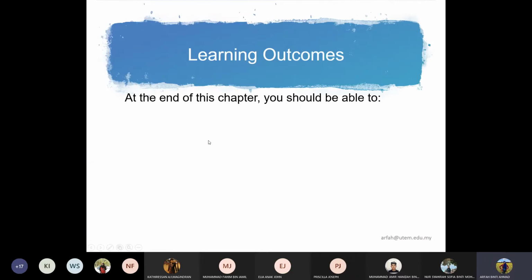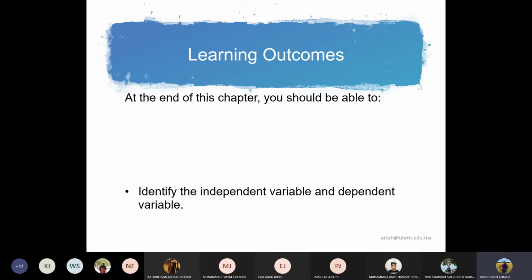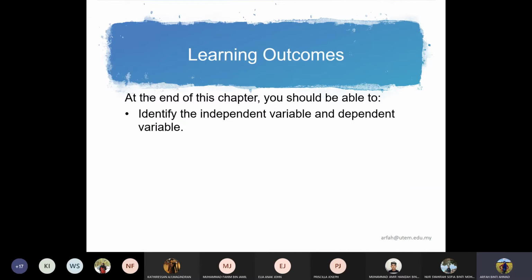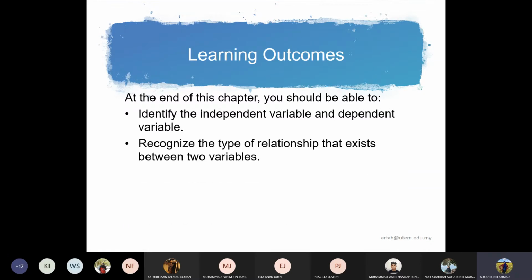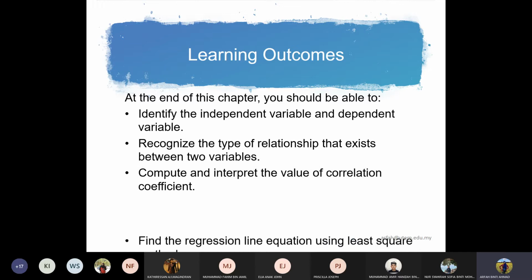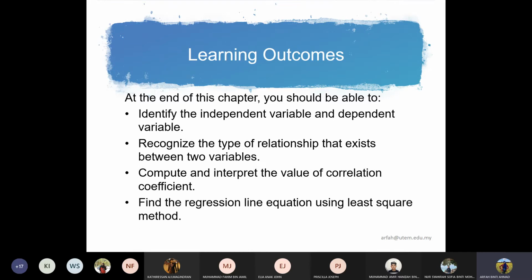So learning outcomes, at the end of this chapter, you should be able to identify the independent variable and dependent variable. Recognize the type of relationship that exists between the two variables, whether it's going to have a linear relationship, another one, exponential or quadratic relationship or something like that. Compute and interpret the value of correlation coefficient, and then find the regression line equation by using the least square method. So all of these four are the learning outcomes that are going to be covered in this chapter.